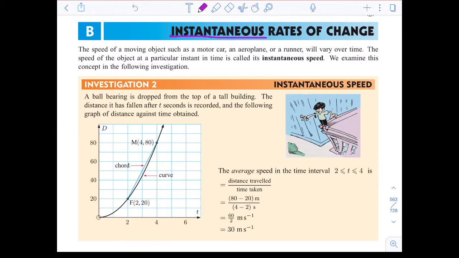Now, instantaneous rate of change is a little bit different. It's going to say, well, how fast were you going at a certain period of time? So maybe after 30 minutes, how fast are you going right at that one instant? And that's what instantaneous rate of change is.